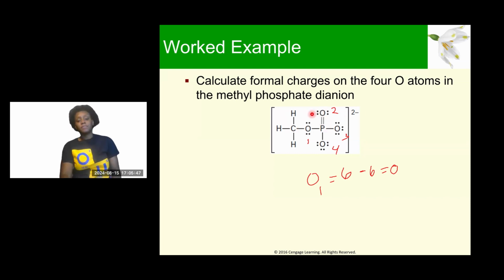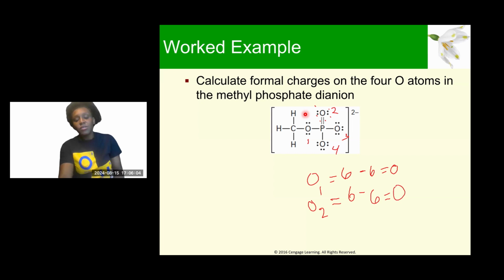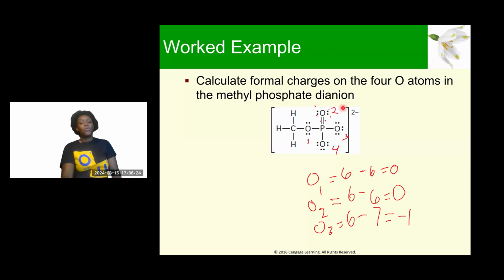So let's look at the oxygen here. Oxygen 2, 6 for the valence electrons. And then if I'm counting, I have 1, 2, 3, 4, 5, 6 things around it. So 6 minus 6 is going to give me a 0 formal charge. Oxygen 3, valence electrons of 6, minus, how many things are around it, you guys? 1, 2, 3, 4, 5, 6, 7. 6 minus 7 equals -1. So that would have a -1 formal charge.